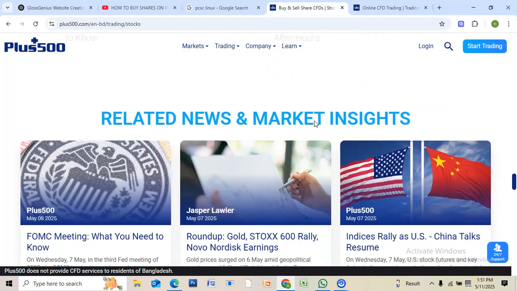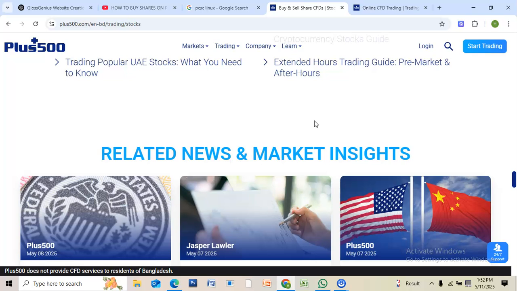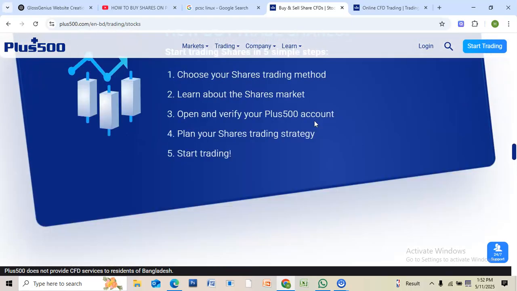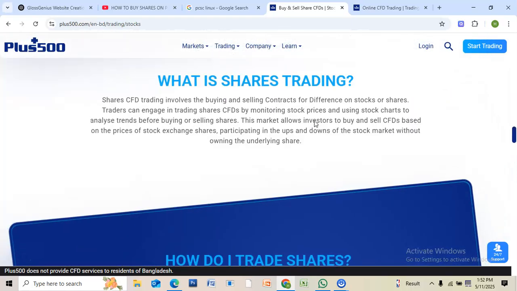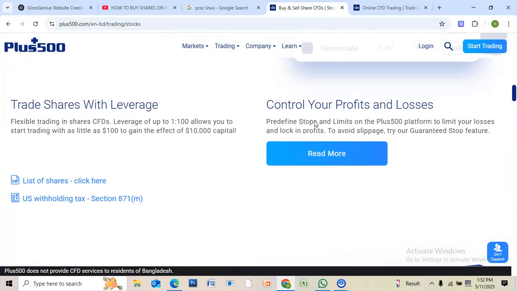Once you have bought your shares, keep an eye on your portfolio. Set a stop loss and take profit levels to manage your risk. Use the PLUS500 mobile app to monitor your investments on the go. Consider diversifying your portfolio to spread risk across multiple assets.